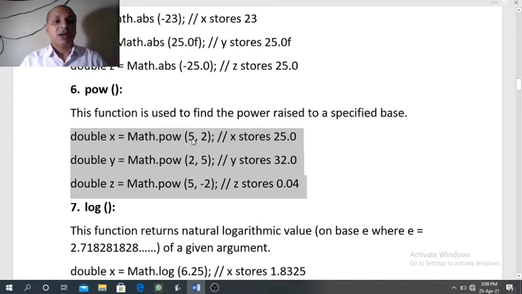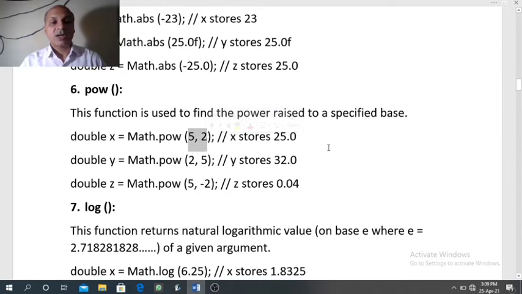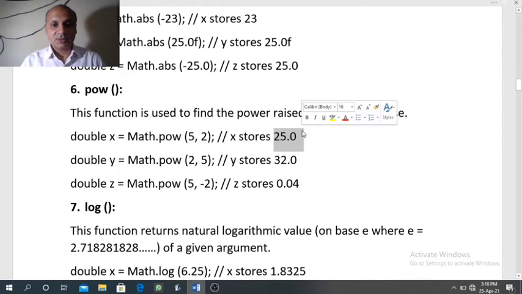Math.pow. Now the arguments. See the arguments in the first case, 5, 2. So the first argument behaves as the base, the second argument behaves as the exponent. It means it is 5 to the power 2, that is 5 square. So the answer is 25. But since the function returns a double value, we have declared x as double type, so it will store 25.0.